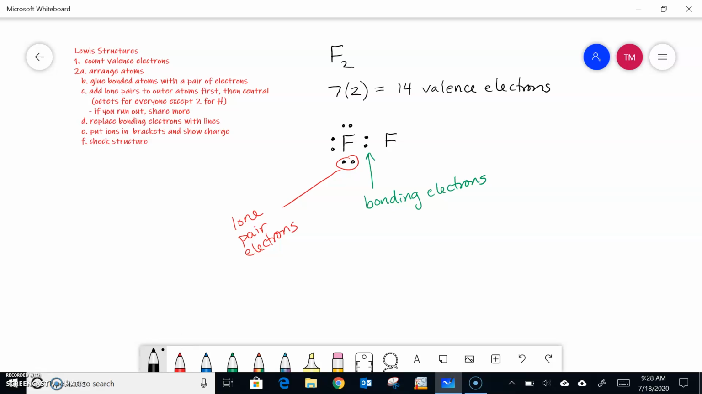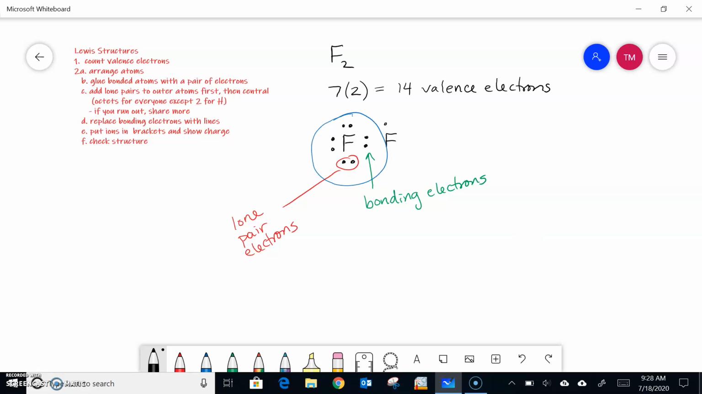All right, so what we see so far is that we've gone ahead and put 8 electrons around this fluorine here, 6 as lone pairs, 2 as bonding or shared electrons. But we have 14 electrons, and the other fluorine doesn't have very many yet, so we're going to keep going.